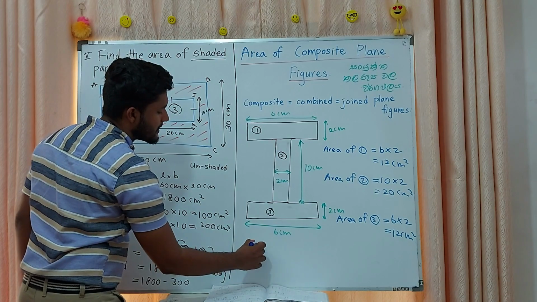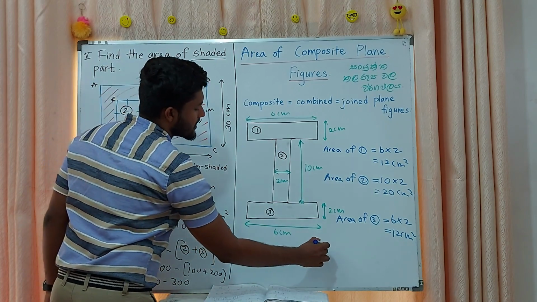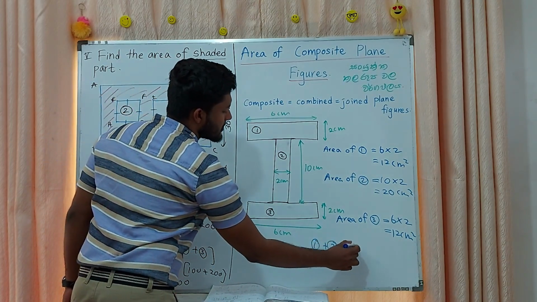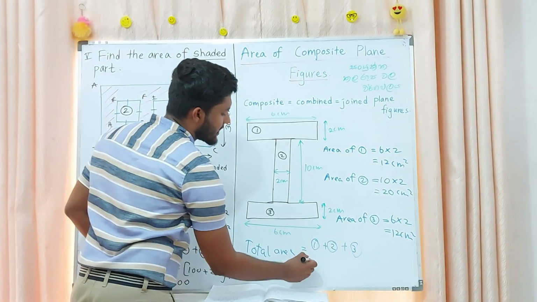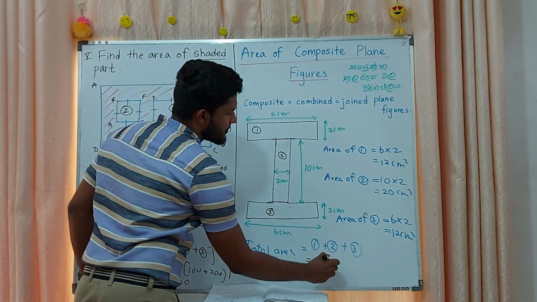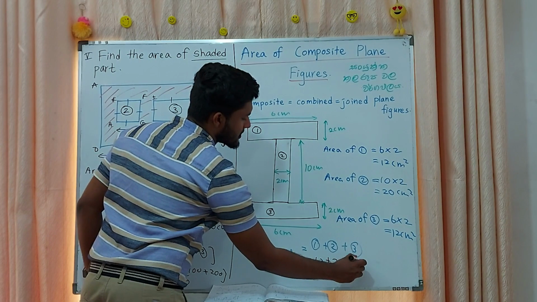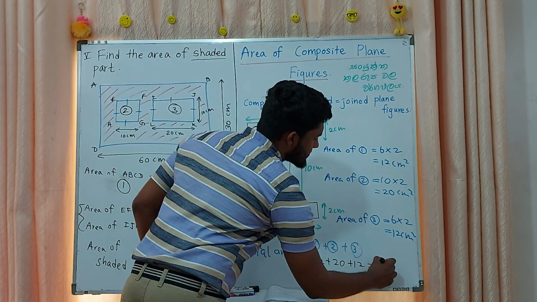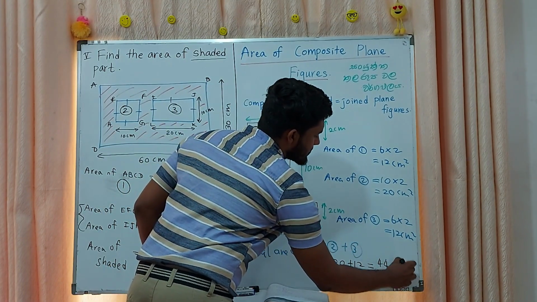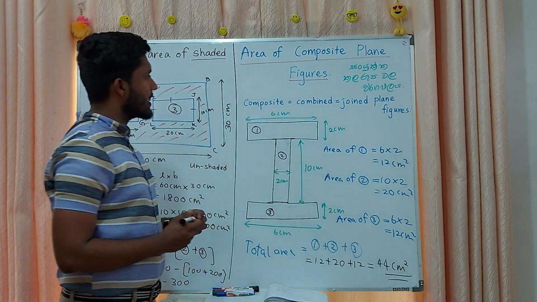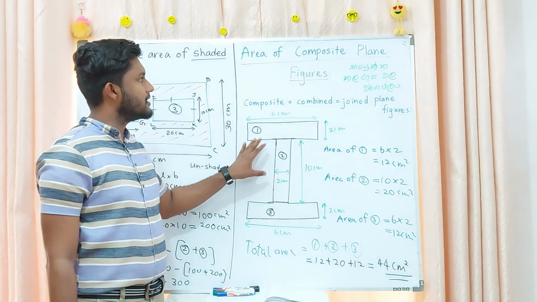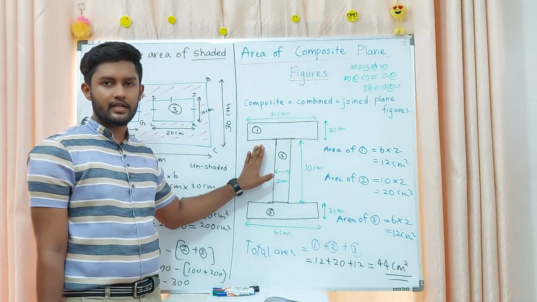Then total area, that means 1 plus 2 plus 3. Directly we can say 12 plus 20 plus 12. The answer is 44 centimeters squared. Likewise, we can calculate the area of combined plane figures.